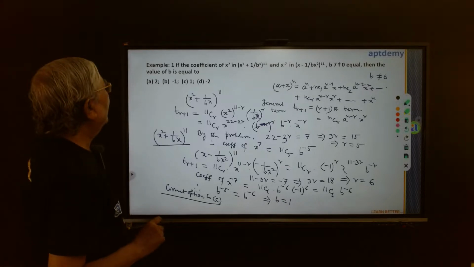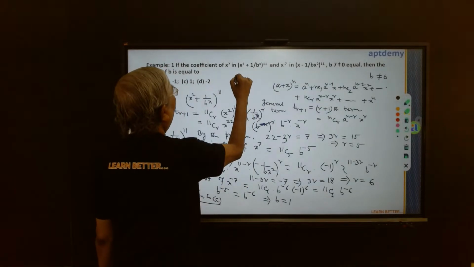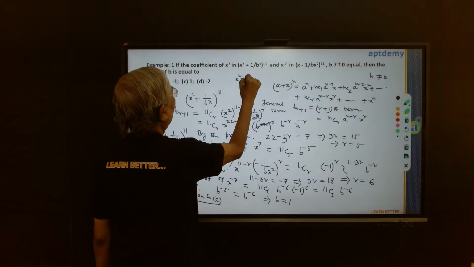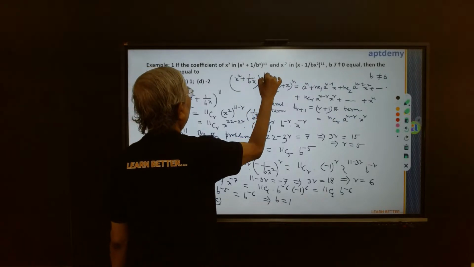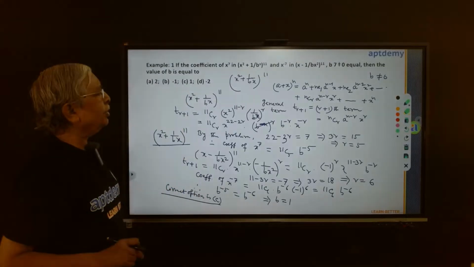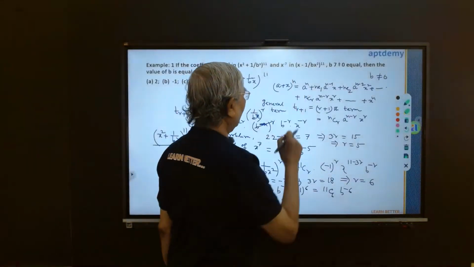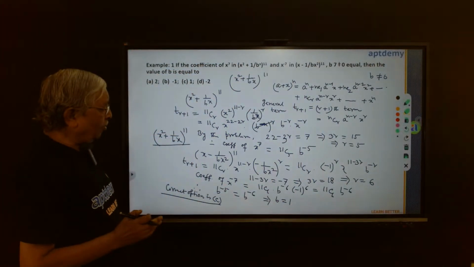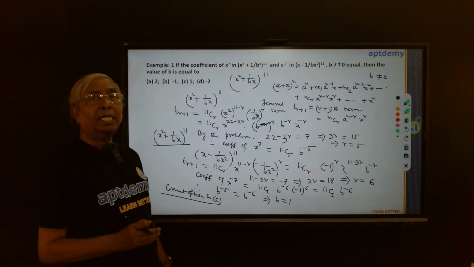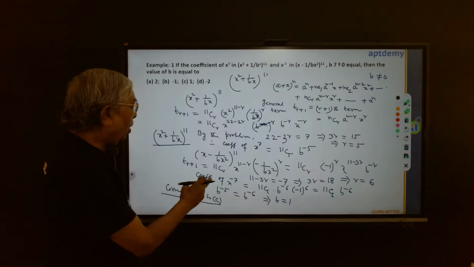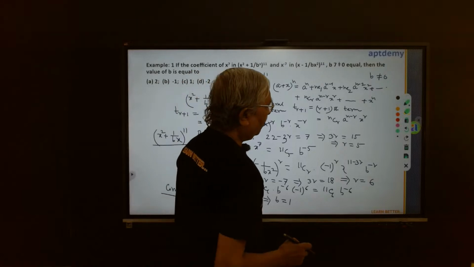What is the problem? Coefficient of x to the power 7 in (x squared plus 1 by bx) whole to the power 11. In this expansion, first you find the coefficient of x to the power 7, and next in the second expansion, the coefficient of x to the power minus 7. By the problem, you are given these two are equal. From there you have to find the value of b, and here you have got the value of b is 1. So this third option is correct. Correct option is C.